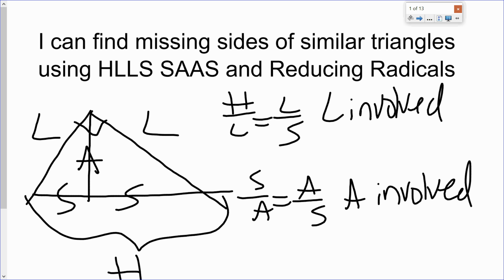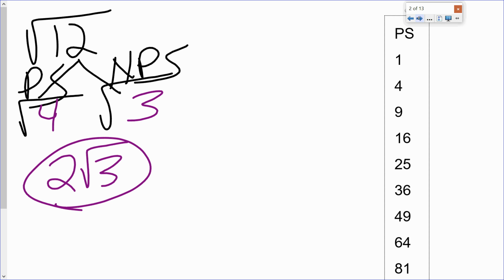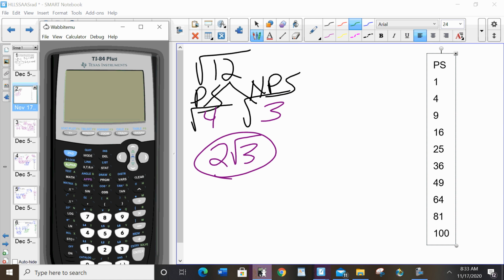And if you have to reduce a radical because you have x squared equals something that's not a perfect square, you're going to separate into your perfect squares and your non-perfect squares. You're going to use your perfect square list. You can use the calculator trick. Again, the calculator trick would be, for this one here, if I want to reduce 12, it would be y equals 12 divided by x. And then you look at your table, and you're looking at y1 for the largest number that's on the list.